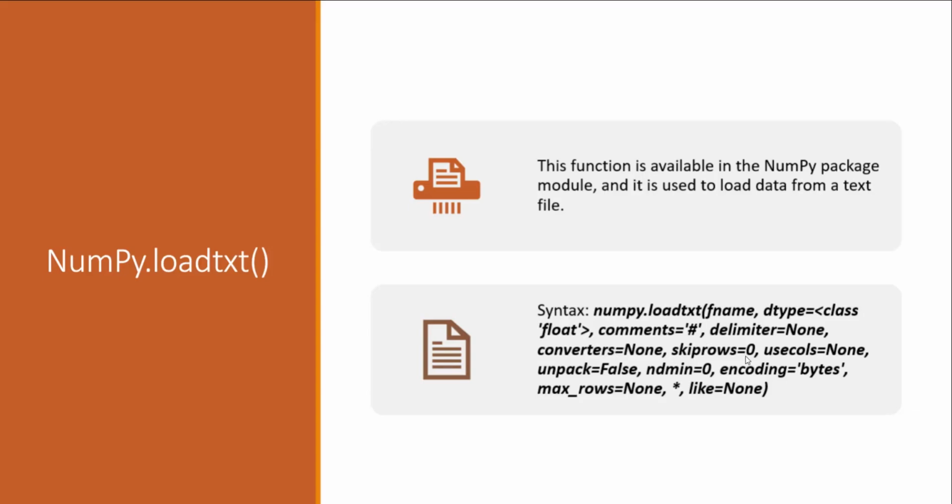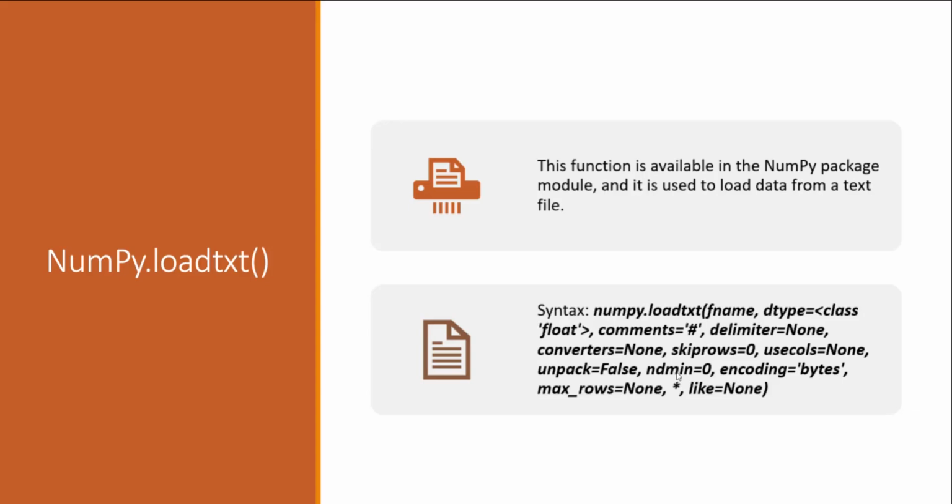The next parameter is skiprows. By default the value is 0 and it is used to skip the first rows. The next parameter is usecols. It specifies the columns to be read, starting with 0 first. The next parameter is unpack. It takes a boolean value, either true or false, and if the value is true, then it will return the transpose of the array. By default the value is false, and then the arrays are returned using a structured data type for each value.